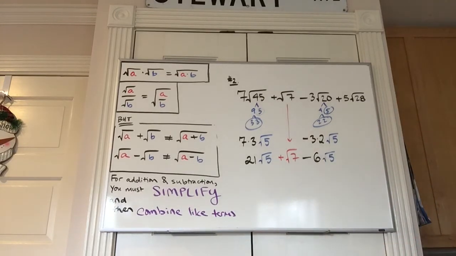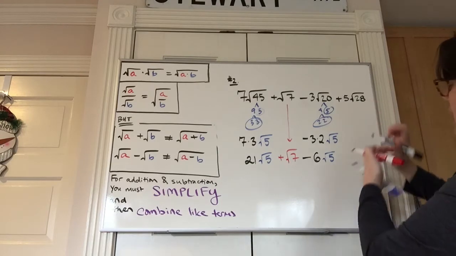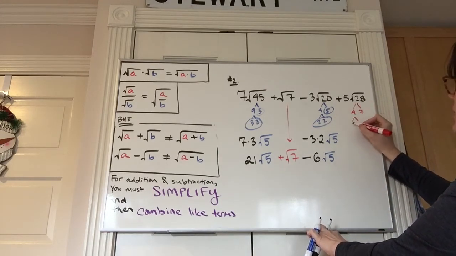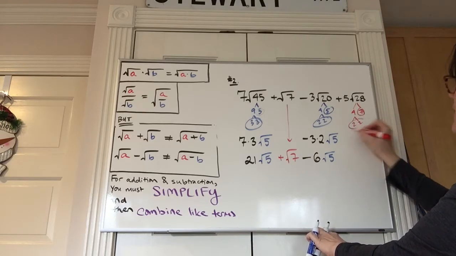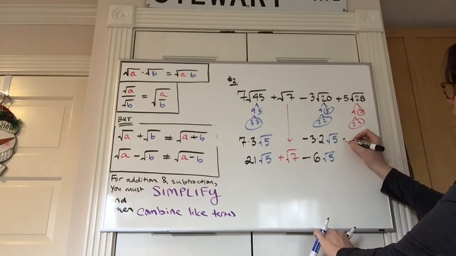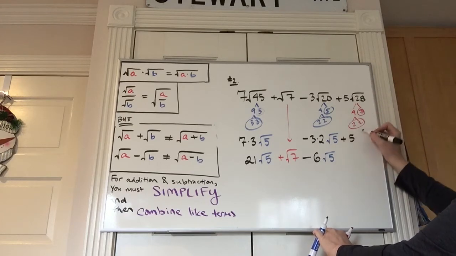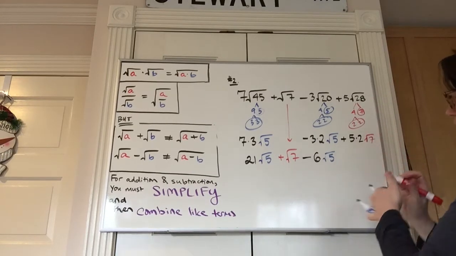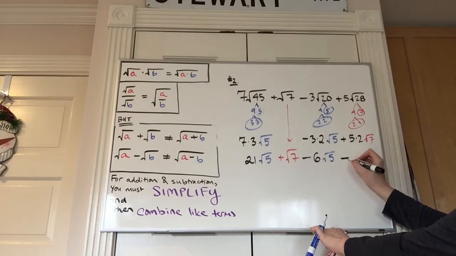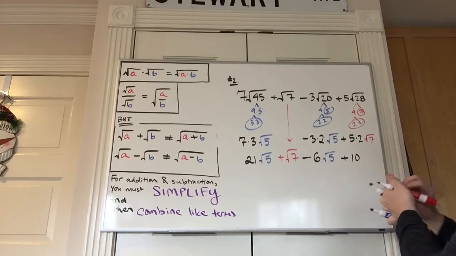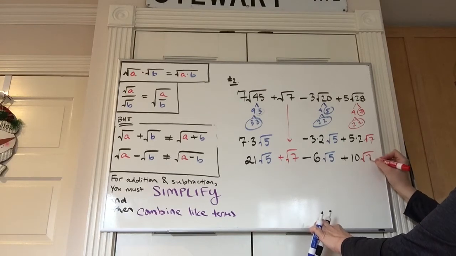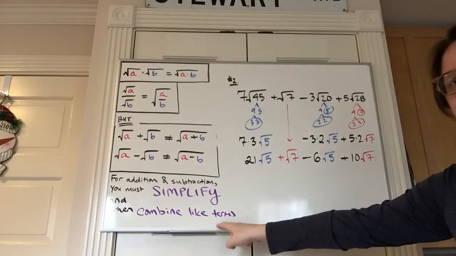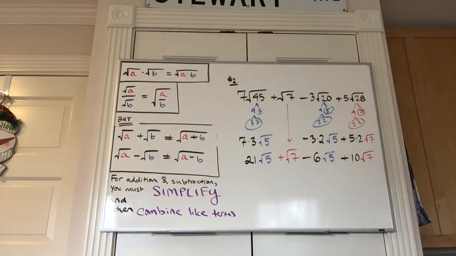And then lastly, for my last root here, I know that 28 can become 4 times 7, so 2, 2, 7. I have a pair of 2's on the inside, so there's already a 5 outside. A 2 comes to join it. And then square root of 7 is left underneath. So this is going to become plus 10 times the square root of 7. I've simplified every single root, and then if I have like terms, I'm allowed to combine those.